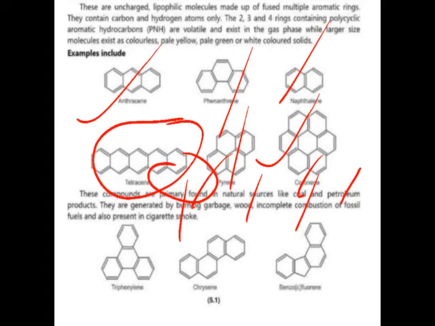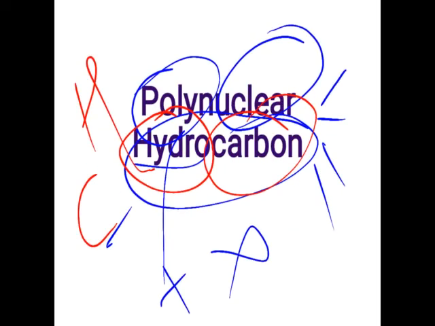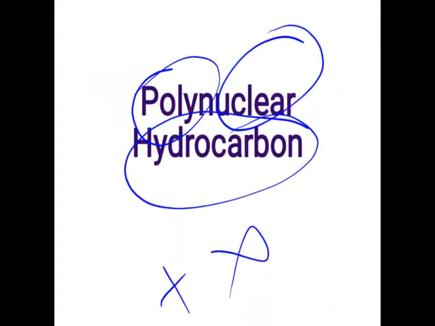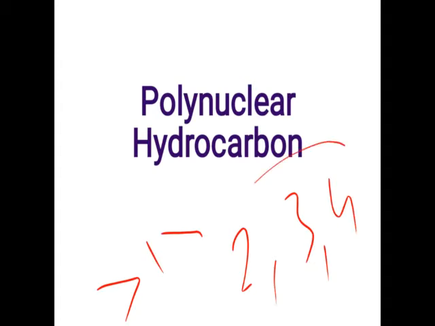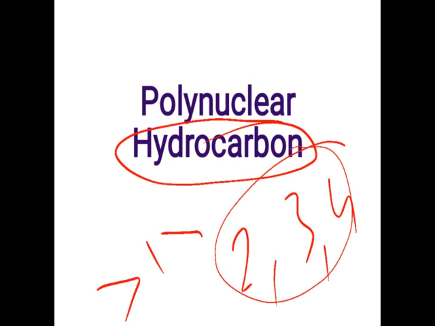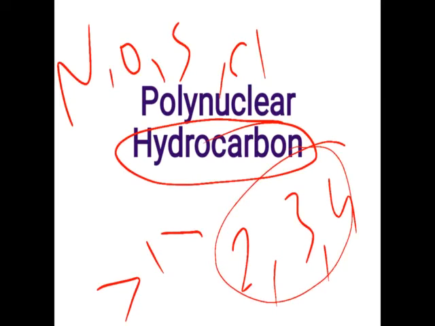Okay, so this is the basic information regarding polynuclear hydrocarbons. Poly means more, so they consist of more than one benzene ring. It may be two benzene rings, three, or four. They are in fusion form, they are aromatic rings, and generally they are hydrocarbons. That means they consist of only hydrogen and carbon. There are no heteroatoms like nitrogen, oxygen, sulfur, or halogens like Cl. In the absence of these heteroatoms, they are uncharged and lipophilic.